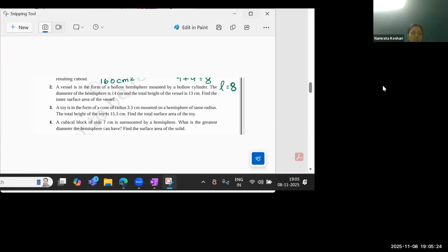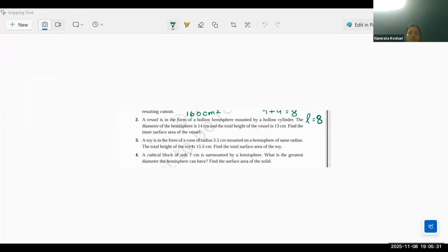Next question. Can you see this screen? Yes, ma'am. This question number 2 says that a vessel is in the form of a hollow hemisphere.